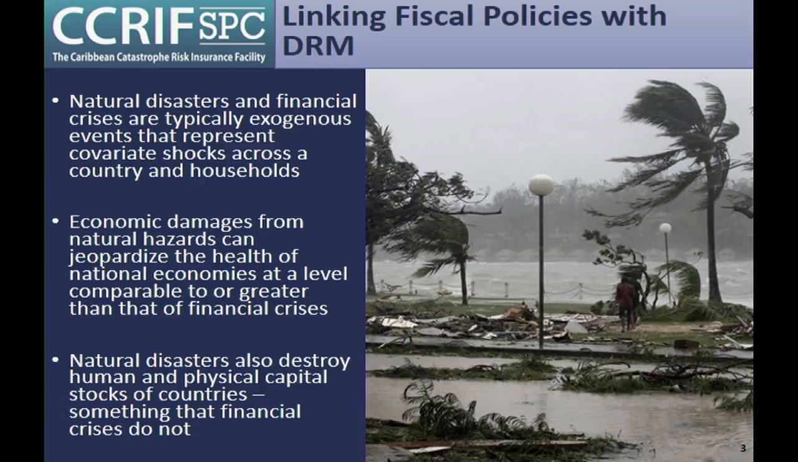CCRIF is an ex-ante risk transfer or risk financing mechanism, and we added that little light blue box in there because the original diagram started at 1 month, but because we can offer payments within the first month, we've extended it closer to the beginning, right after the event. And again, this is an investment by national governments that we are encouraging them to make.